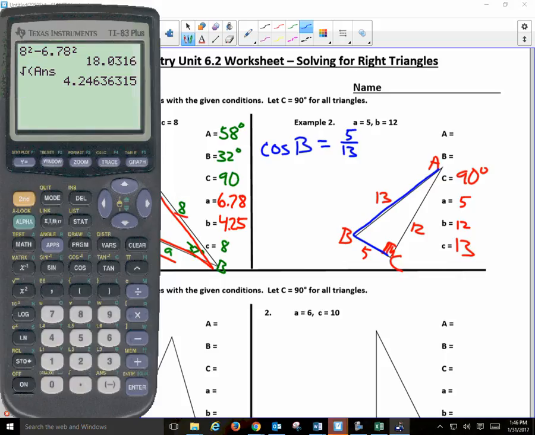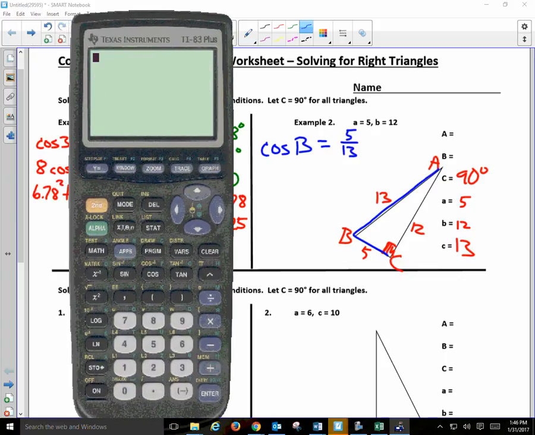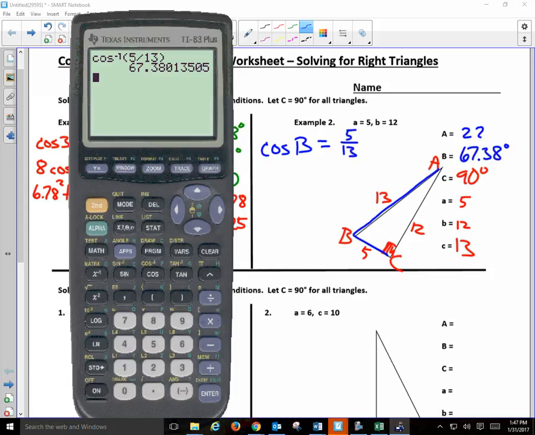Just like I showed you that incredible formula that your calculator has to calculate exact values, it has another formula that will find the angle. Instead of pressing cosine, we press second cosine, or cosine inverse. This doesn't mean 1 over cosine. It's not secant. This means undo the cosine operation. Instead of giving me a side, give me an angle. And we type in 5 divided by 13. And when we do that, we get 67.38. Subtract from 90, and we get 22.62 degrees.